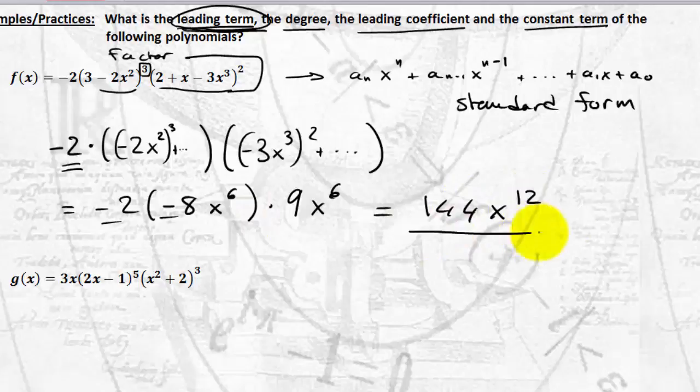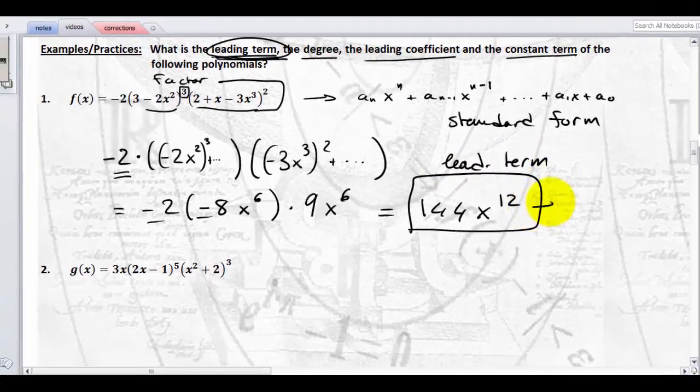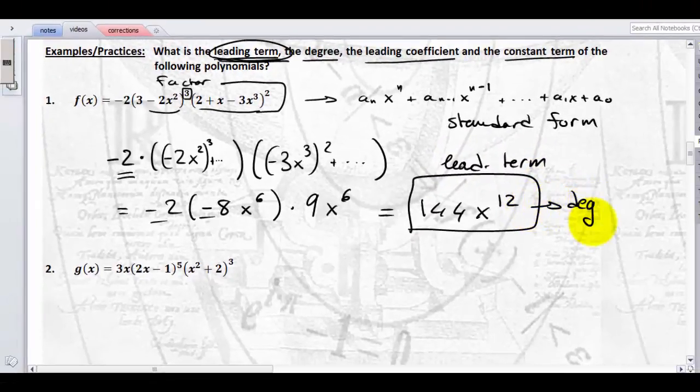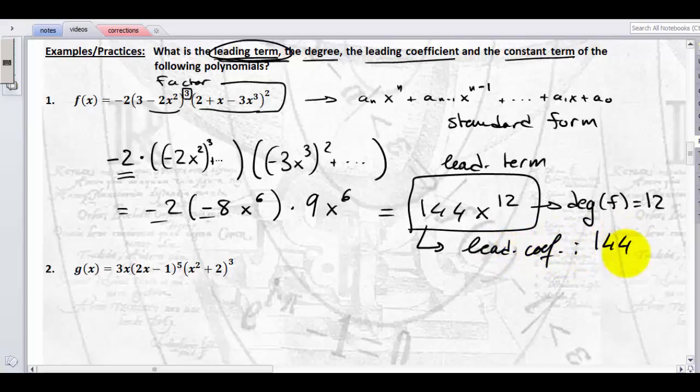All right, that's my leading term. Out of that, I can get the degree. The degree of the polynomial that I called f is 12. And out of that, I get the leading coefficient. I don't think we have a notation for that. The leading coefficient is 144. That's it for the first three objects I'm looking for.